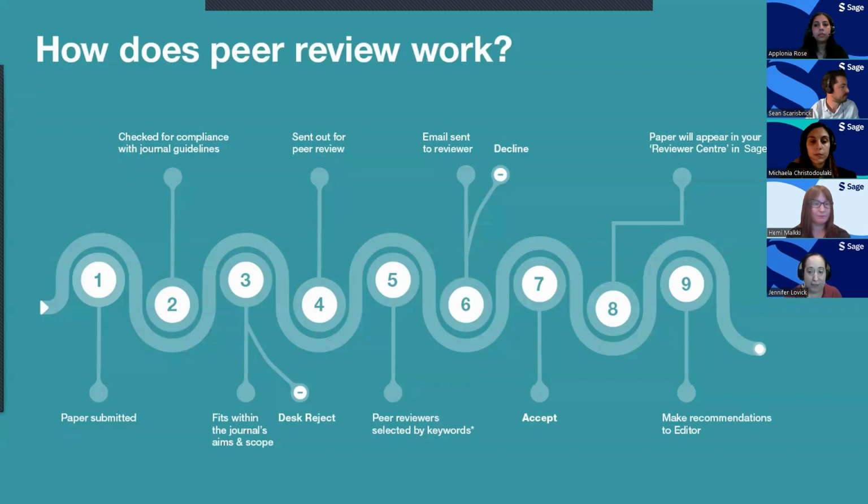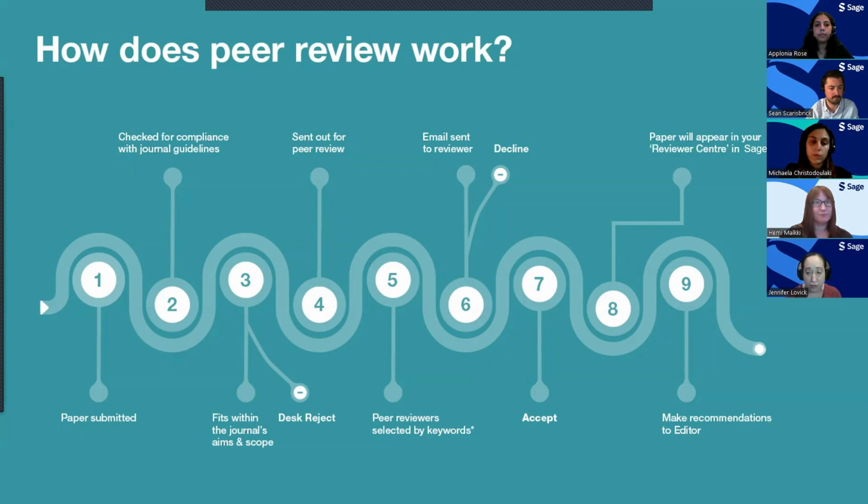Next, I'd like to spend a moment sharing with you what the overall peer review process looks like and highlight the core role peer reviewers have. After a paper is submitted, it is checked for compliance with journal guidelines for things such as correct formatting and for fit with the journal's aims and scope. If it passes these checks, it's sent to peer reviewers. In most cases, peer reviewers are matched to a paper based on keywords provided in the paper to keywords provided by the reviewer if they've created a reviewer account, or to keywords in articles the reviewer has authored.